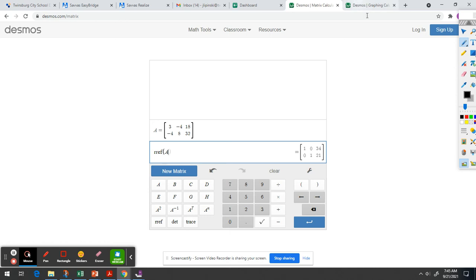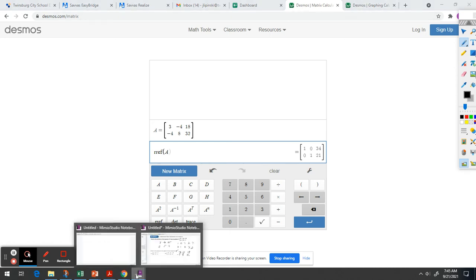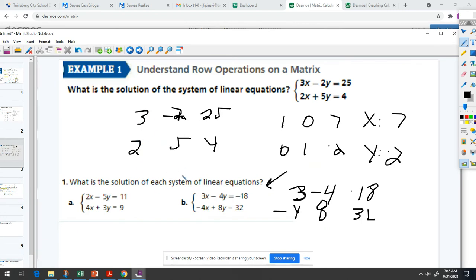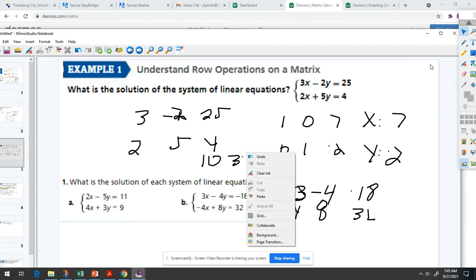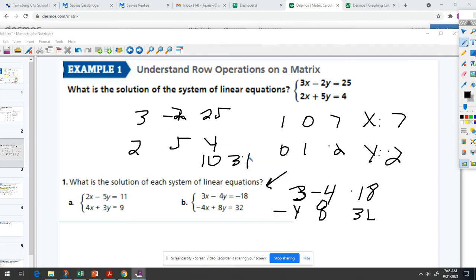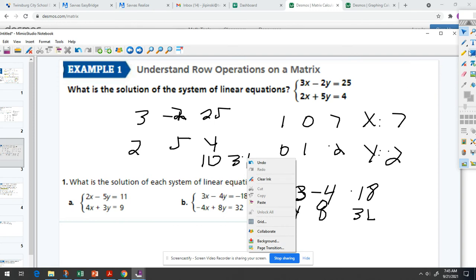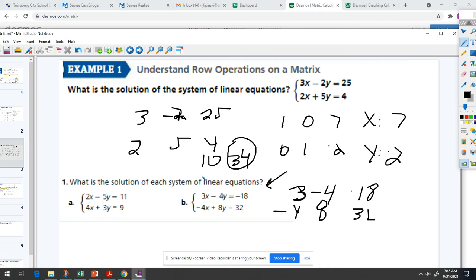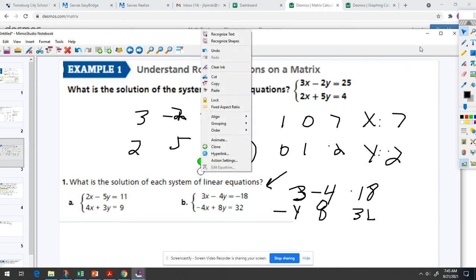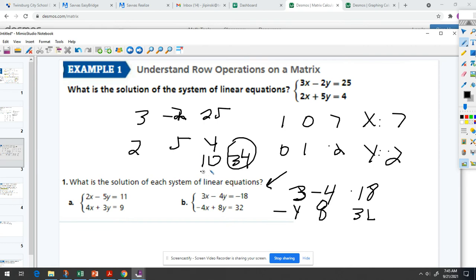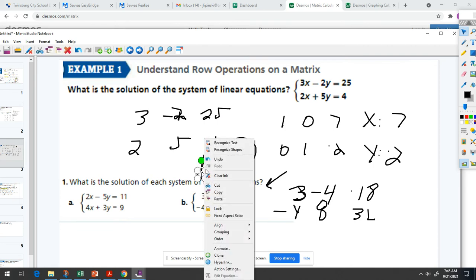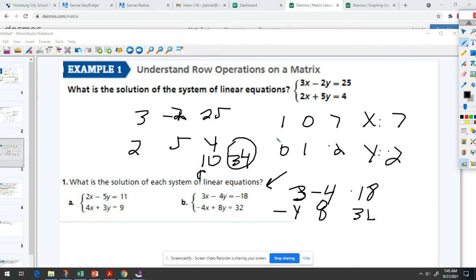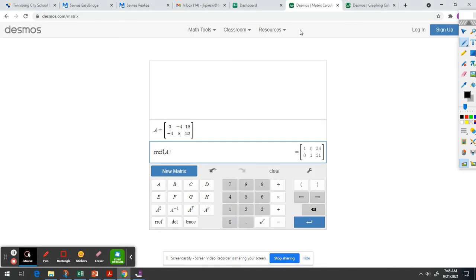Again, when I get this answer right here of 1, 0, 34, this is telling me that I have an answer of 34. Pens are driving me nuts. And then I had a 0, 1, 21. So y is equal to 21.